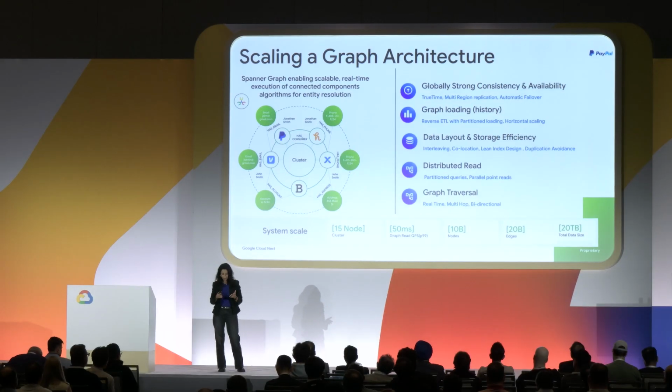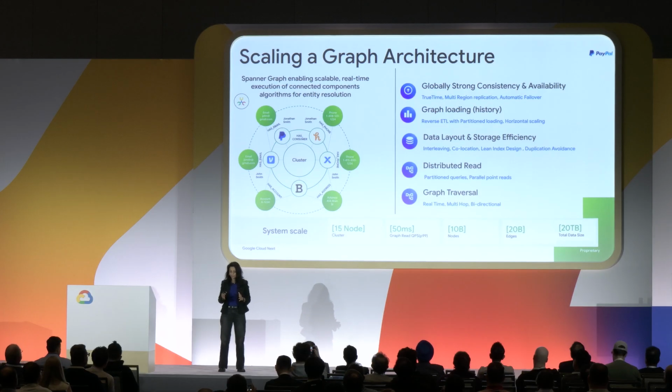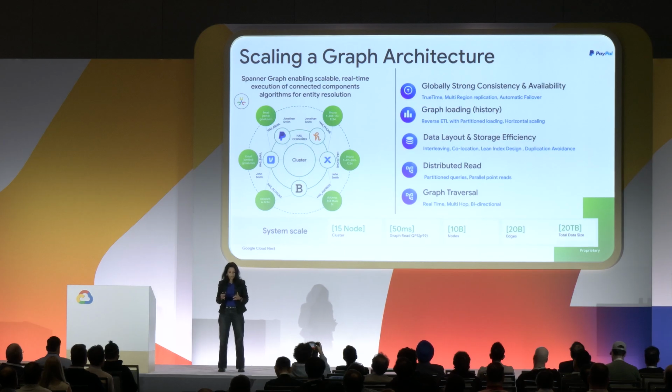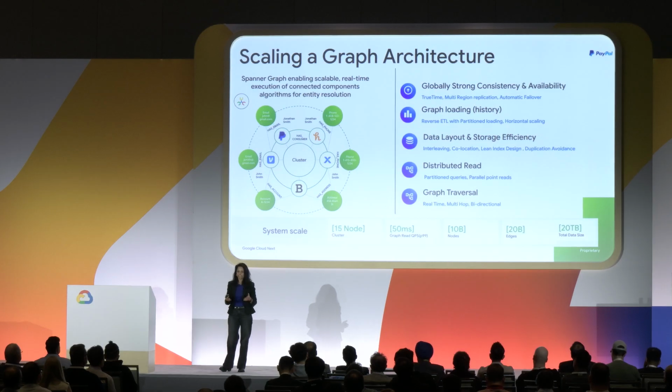So for our first phase, we are at 20 terabytes of data, 15 node cluster, 10 billion nodes, 20 billion edges, with graph reads at 50 milliseconds at P99. And we are just getting started. A whole new set of use cases lined up as soon as we went live with the first one. So all in all, consistency at base and parallelism at the top. That was the power that we were able to get from this graph architecture.